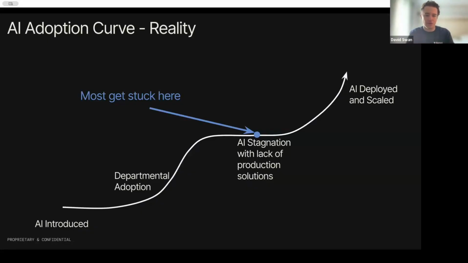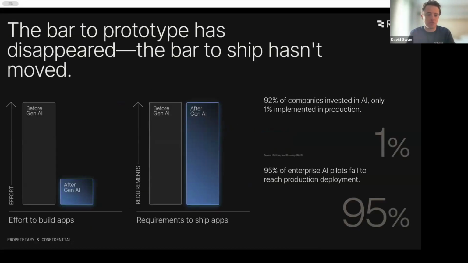And this is happening, this sort of plateau and people getting stuck in the mud here, because of a couple of fundamental truths. While the bar to prototype has disappeared, the bar to ship hasn't moved. We still have a high bar of security, development standards, and even testing that are required to get things out the door. And when we look at studies, whether from McKinsey or other internal evaluations, we're seeing sort of 1% of companies actually implement their AI solutions in production. And 95% of the pilots don't make it anywhere, they stay stuck at that plateau.